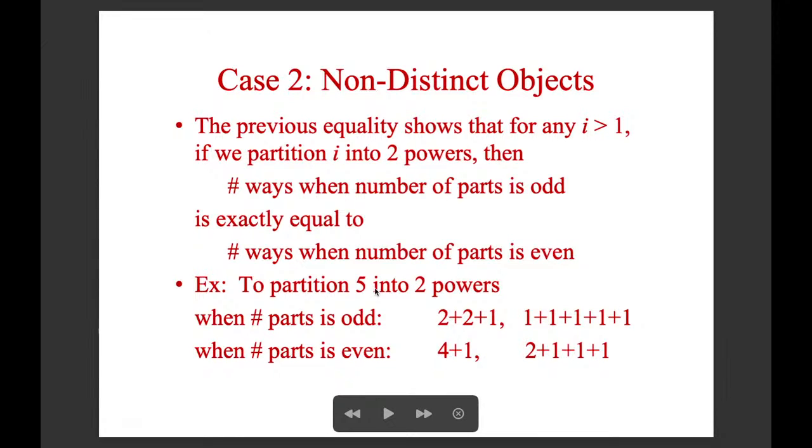Now, as an example, let's take a look at how we partition 5 into 2 powers. Each part has to be 1, 2, or 4. There are ways like 2, 2, 1. There are ways like 1, 1, 1, 1, 1. There are ways like 4, 1. And then there is a way 2, 1, 1, 1. These two have an even number of parts, 2 parts and then 4 parts. These others have an odd number of parts, 3 parts and then 5 parts. The number of ways to do the partition in the first kind is the same as the number of ways to do the partition in the second type.